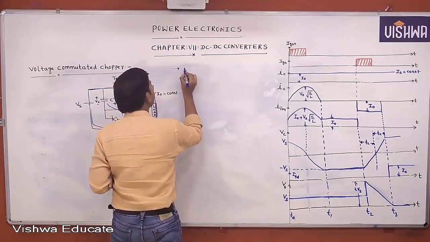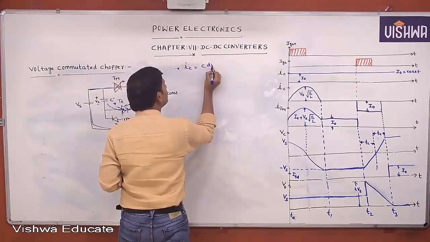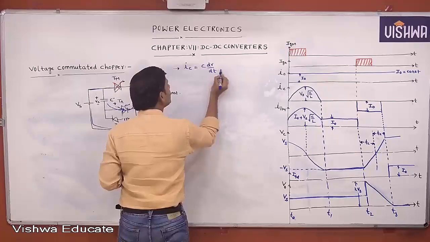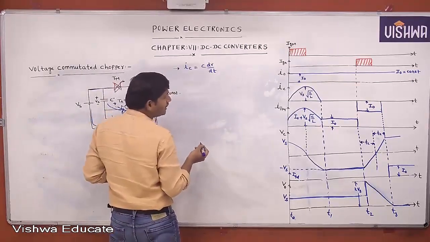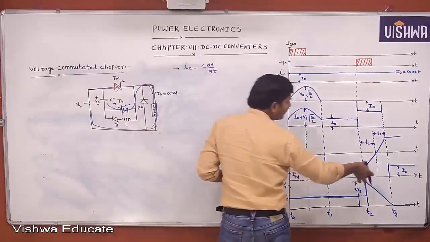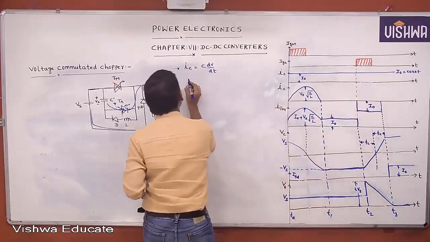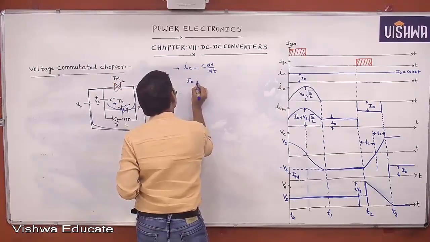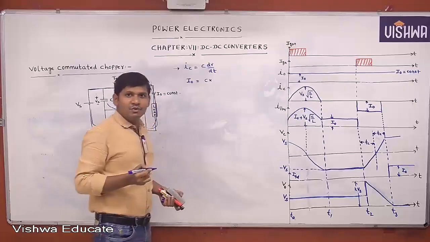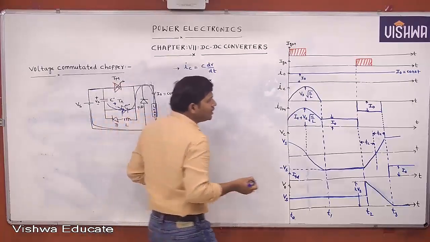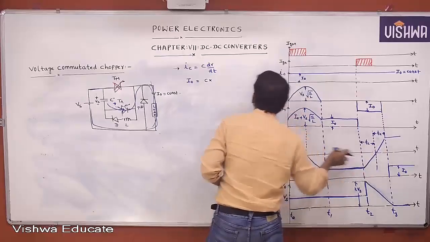Shall I write like this? The current through the capacitor, IC equal to C into dV by dt. What is the current through the capacitor during this time? I am defining it during this time. The current through the capacitor is nothing but I naught. Don't take any negative sign, no need of that. I naught equal to C into dV by dt. What is the change in voltage during this time? Minus Vs to 0, that is 0 minus (minus Vs), which is Vs.